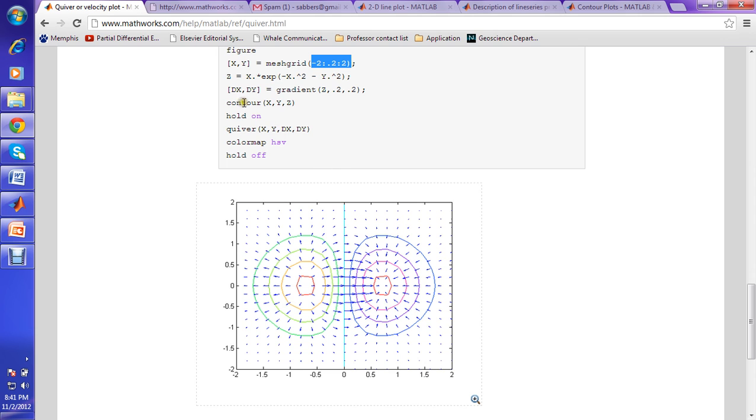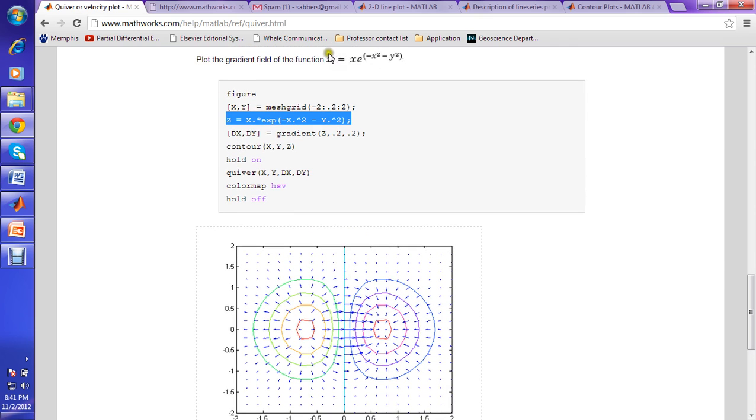Okay, so let's make the function g, which depends upon x and y. This is the x dot into... why do we have x dot? Because x must be multiplied by element-wise multiplication, right? Okay, exponent of minus x dot power 2 minus y dot power 2.